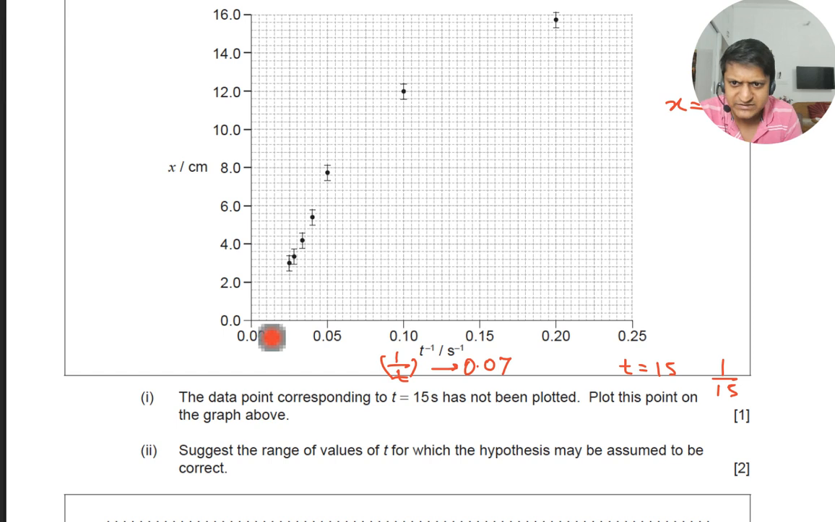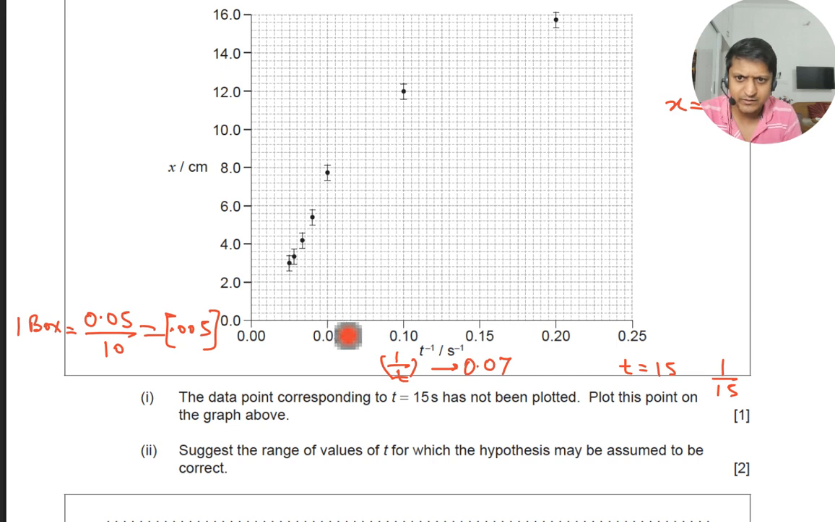Now we have to first check this one box. How much value is this one box? So this is 1, 2, 3, 4, 5, 6, 7, 8, 9 and 10. So we have here 10 boxes and a total of 0.05 divided by 10. So here one box is equal to 0.005.